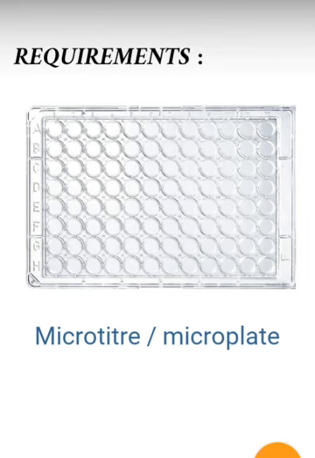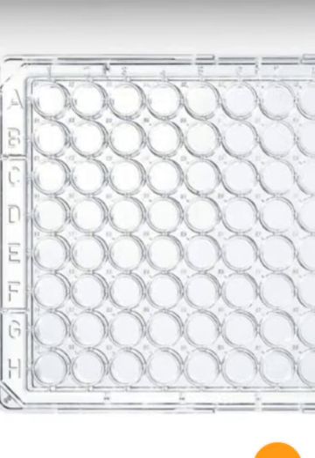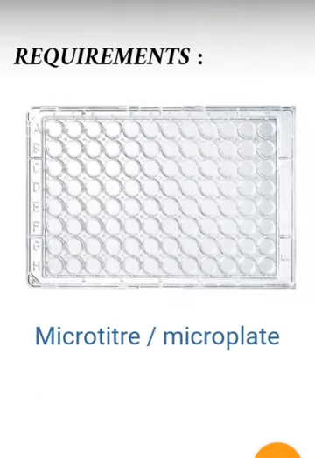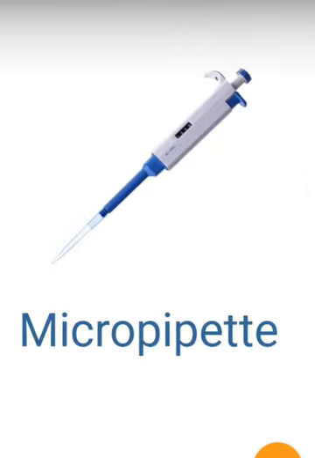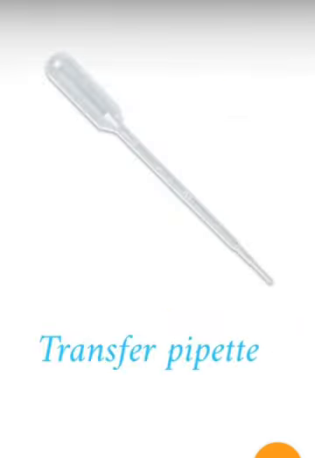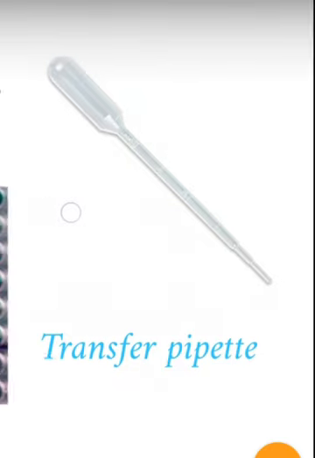You need a microtiter plate. This microtiter plate contains a large number of wells. You load your sample in these wells for the diagnosis of a particular antigen or antibody in the patient sample. This microtiter plate is made up of polypropylene plastic material. Next, you need a pipette. This is also known as the micropipette because it is used to pick up microliters of the sample. Next, you need a transfer pipette for the transfer of the sample.